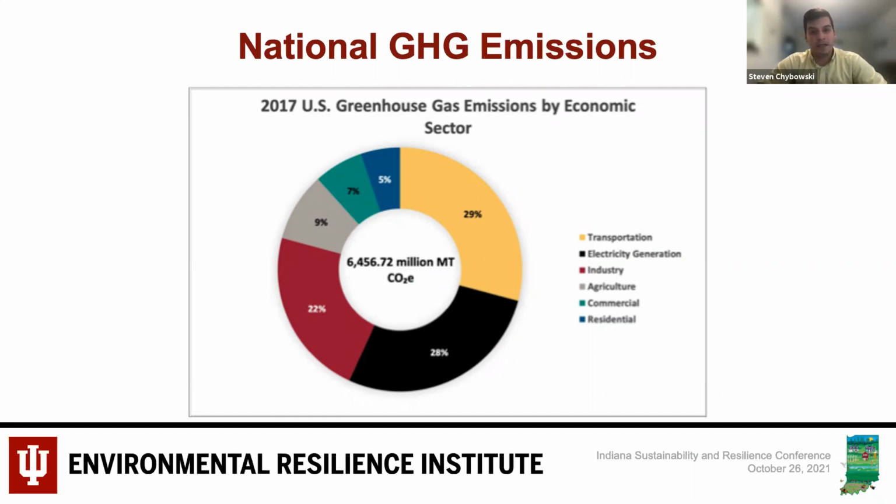You can see from this chart that the largest sector is transportation at 29%. Right behind that at 28% of those emissions is our electricity generation, and then industry at 22%. These last three sectors are much smaller than those first three, but agriculture accounts for 9%, commercial businesses account for 7%, and residential energy uses account for 5% of our emissions nationally.